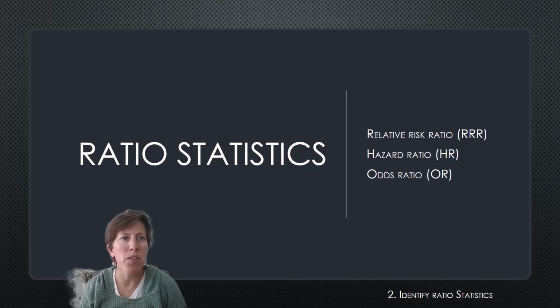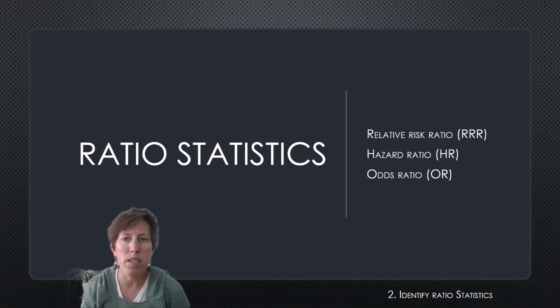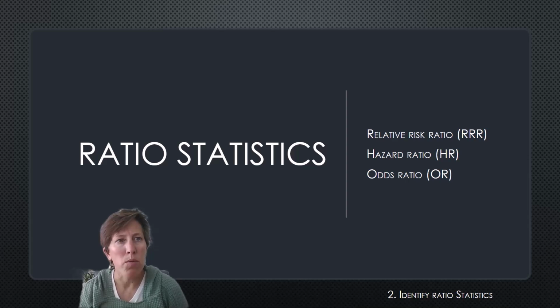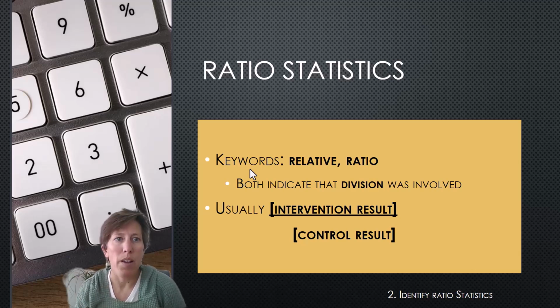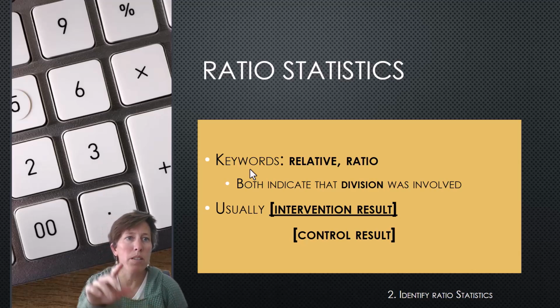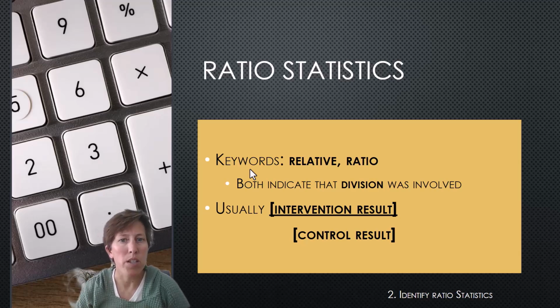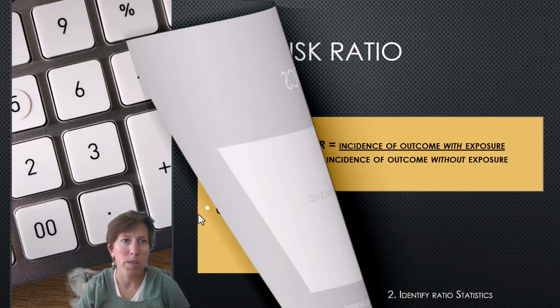Moving on from difference statistics to ratio statistics, we will discuss relative risk ratio, hazard ratio, and odds ratio. Starting with relative ratio, similar to when we looked at absolute difference, our key terms here are relative and ratio. So both the terms relative and ratio indicate that the result was calculated using division. Mathematically, the relative ratio is found by dividing the intervention result by the control result.